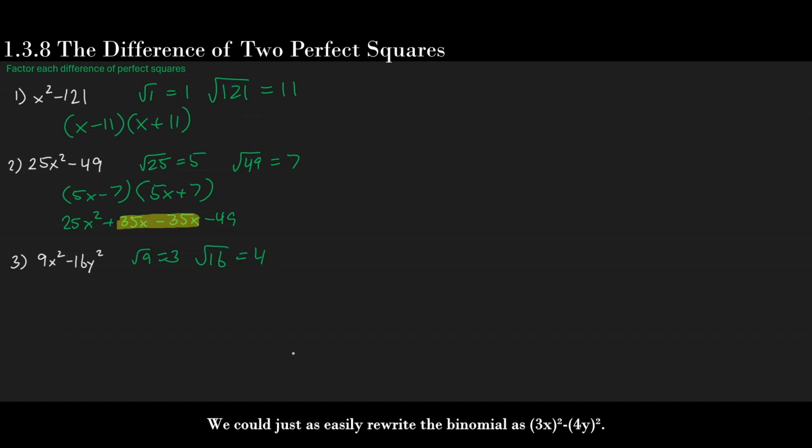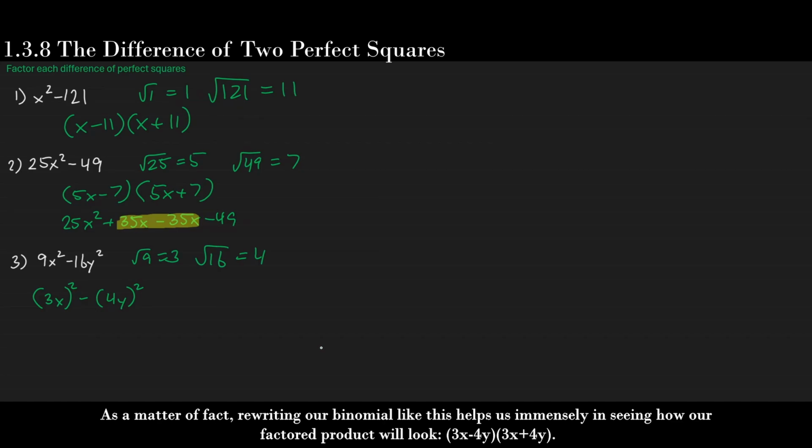We could just as easily rewrite the binomial as (3x)² minus (4y)². As a matter of fact, rewriting our binomial like this helps us immensely in seeing how our factored product will look. 3x minus 4y times 3x plus 4y.